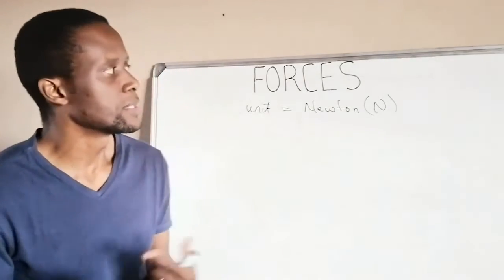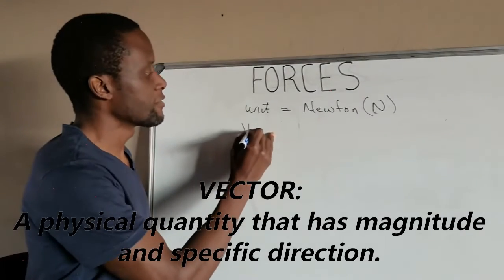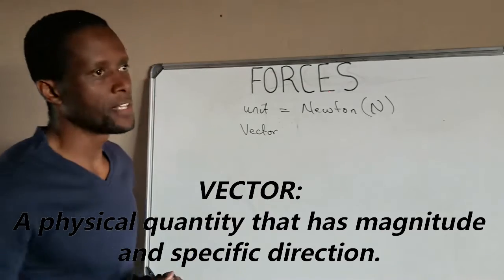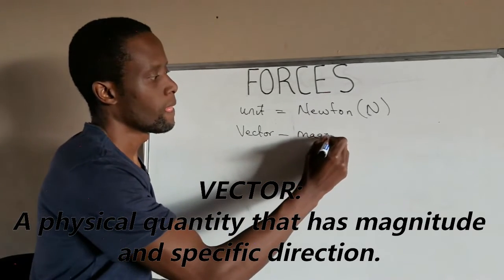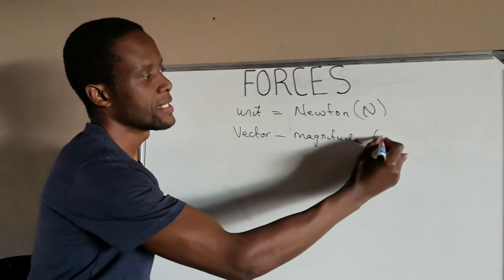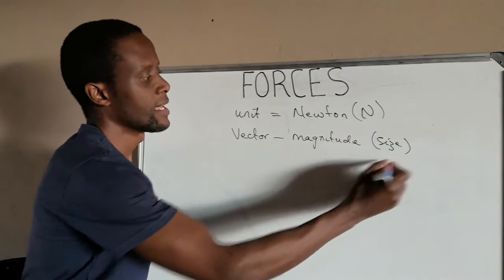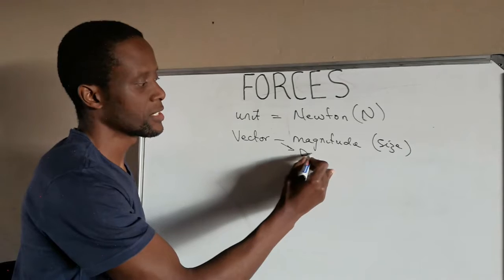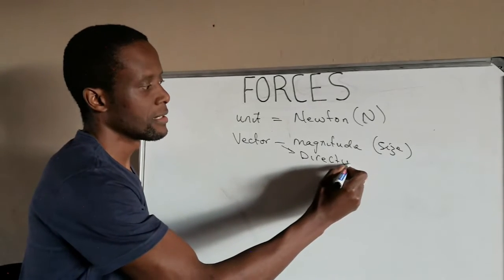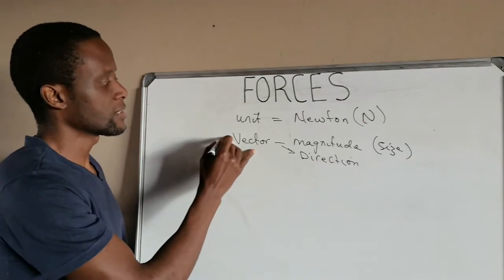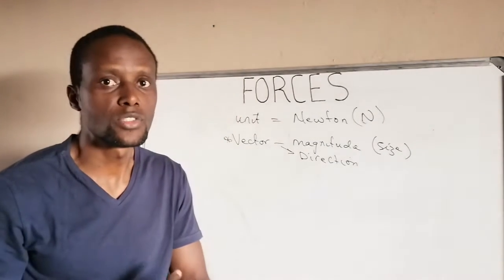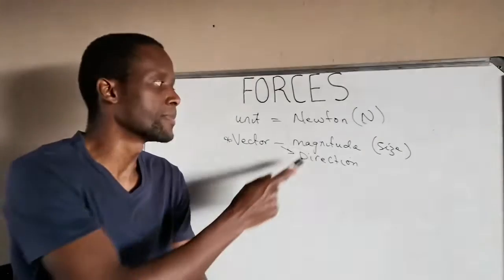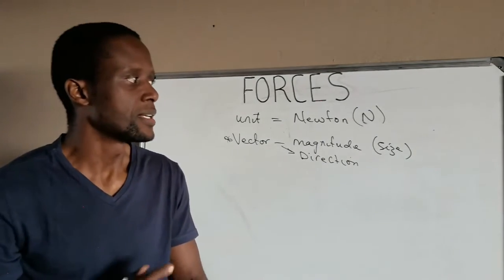And then the other thing that we need to know is that a force is a vector. A force is a vector quantity. It has got magnitude. Magnitude basically is the size, and it has also got direction. So a force is a vector quantity. A vector quantity is any physical quantity that has got magnitude and direction. So a force or forces have got magnitude and they've got direction.